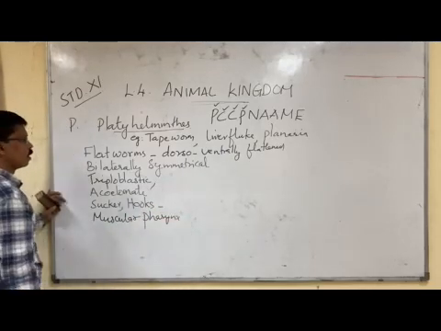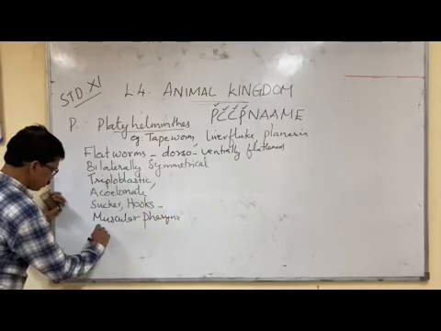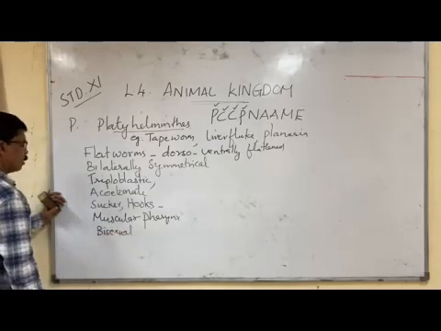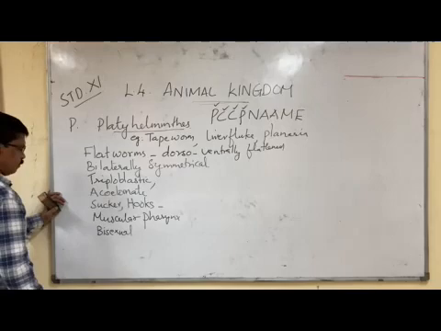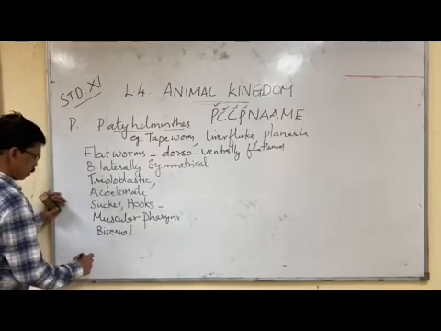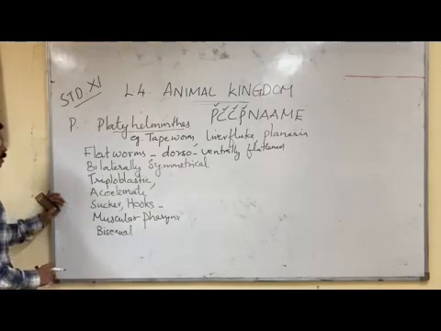Most of them are bisexual. What is the meaning of bisexual? Bisexual means two sexes are found. Okay? These are the main features. Sexual reproduction is internal. That you can learn later.